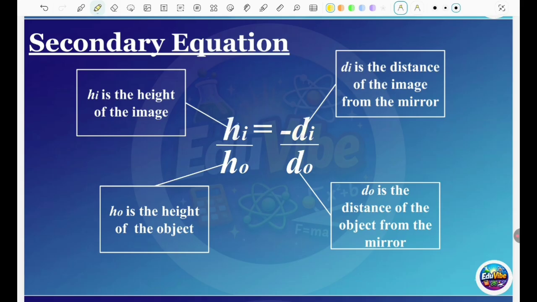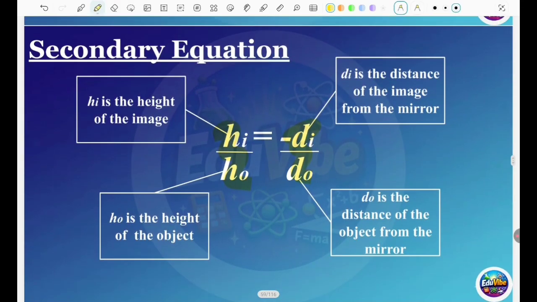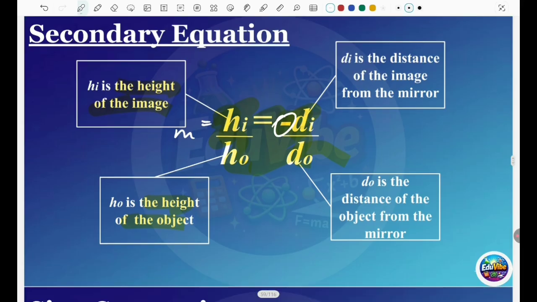So hi upon ho is equal to minus di upon do. Then this is also equal to the magnification. We discussed that earlier. So this whole thing is equal to the magnification, which is denoted by m. If you want to calculate ho and you have di, do and hi, you can use this equation. You can't derive it because all three things are equal to each other. Hi is the height of the image, ho is the height of the object. Don't forget this negative sign. This negative sign is in the formula, so you have to know it.